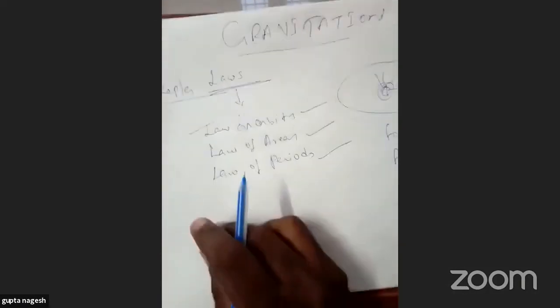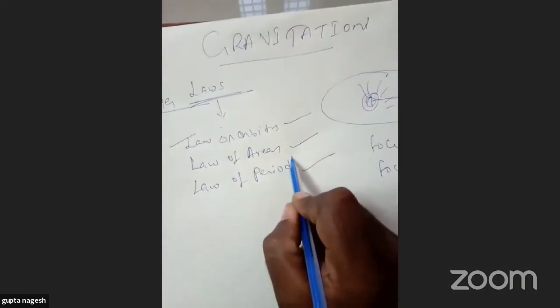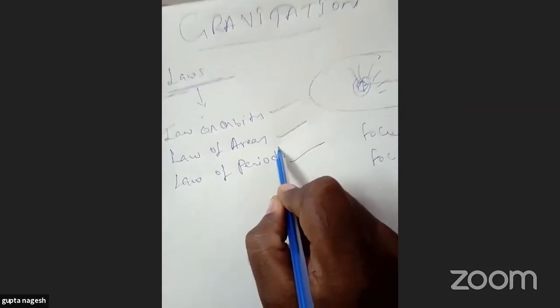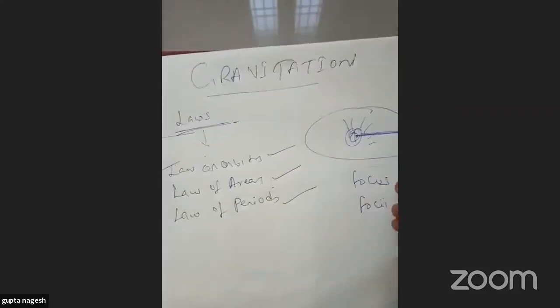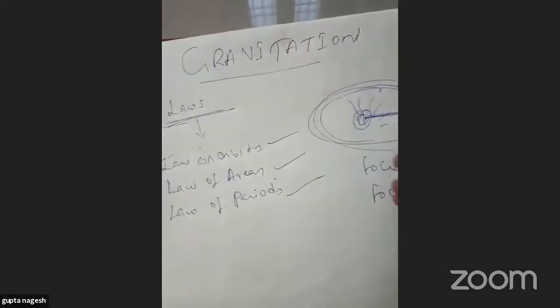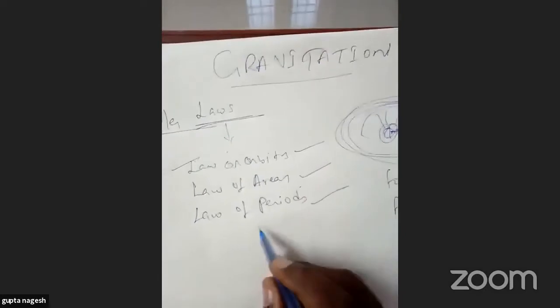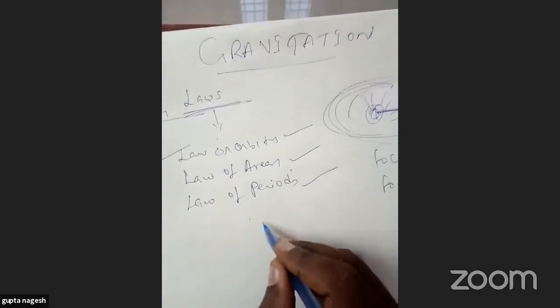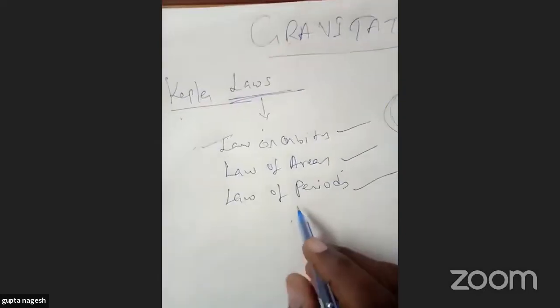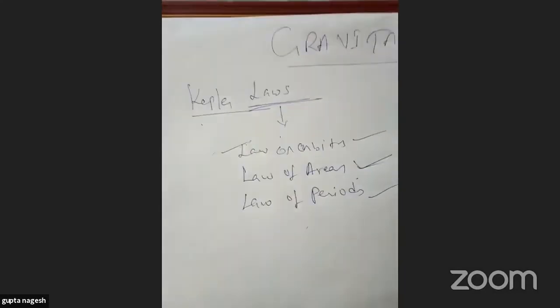And the second law is the law of areas. The line joining any planet to the sun, see, this is the line, sweeps like this. It sweeps equal areas in equal intervals of time. That is the law of areas.